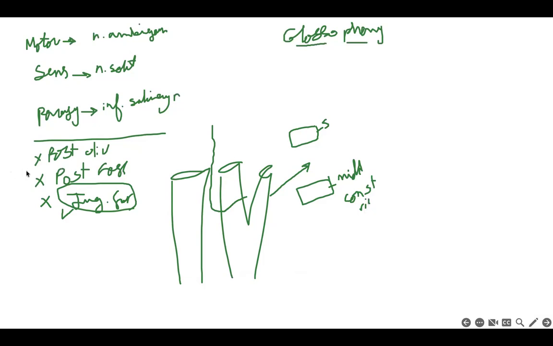Okay, what about the supply of this nerve? Here, motor supplies only one muscle of the pharynx. What is the name of this muscle? Stylopharyngeus muscle.